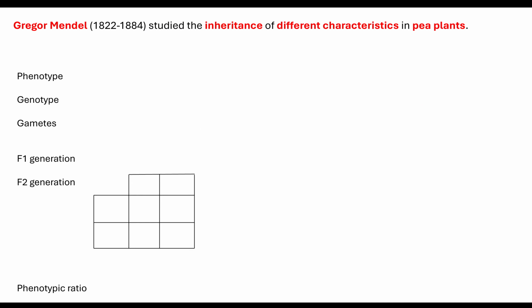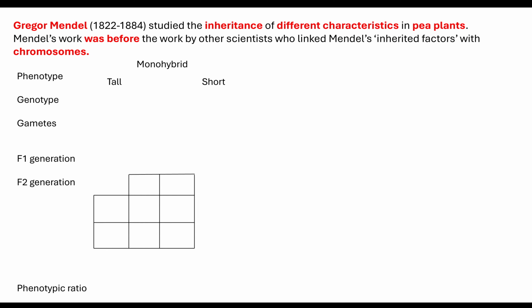So Gregor Mendel studied the inheritance of different characteristics in pea plants, and what he did is he looked at tall pea plants and short pea plants, and when he crossed them together, he identified that all of the offspring he got were tall plants. So all of the F1 generation, the first generation that he bred, were tall plants. Well, his work was before other scientists actually discovered chromosomes.